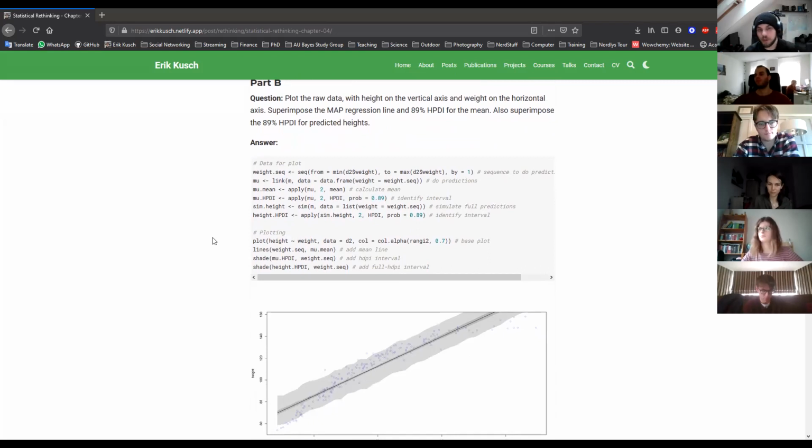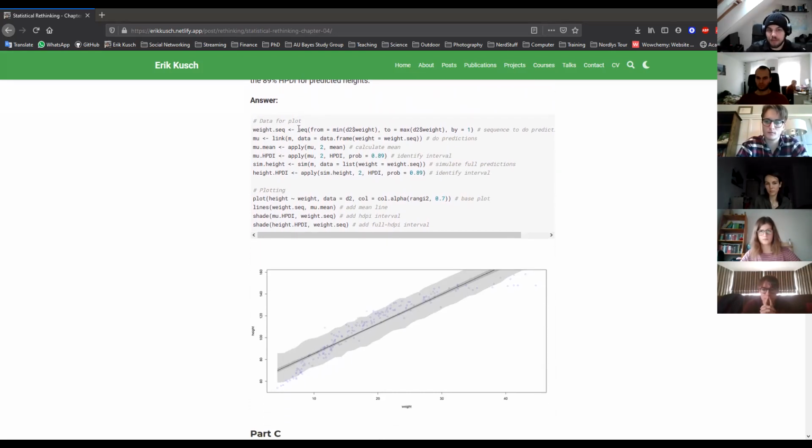Part B then asks us to plot the raw data with height on the vertical axis, y, and weight on the horizontal axis, x. Superimpose the QAP or MAP, because this is the maximum a posteriori regression line, and the 89% highest posterior density interval for the mean. Then also superimpose the 89% highest posterior density interval for the predicted heights. So what we do here is we identify the weight sequence along which we want to do the predictions. So where we want to have our predicted mean, the uncertainty for the predicted mean, and the uncertainty for the predicted height.